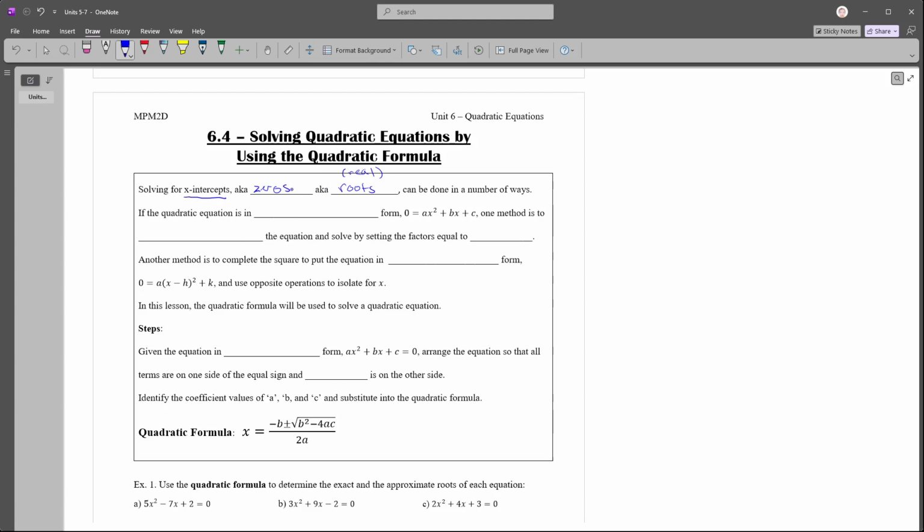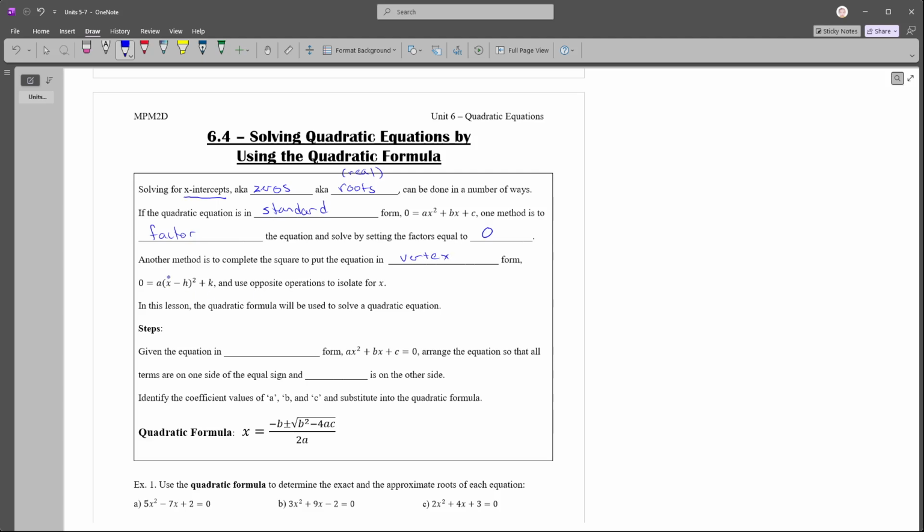So we know how to do this already in a couple of different ways. If our quadratic equation is given to us in standard form, something like this, y or 0 is equal to ax squared plus bx plus c, one method is to simply factor it. This is what we did in the last lesson. Factor the equation, and then solve by setting each factor equal to 0, and we end up with our two terms. And this is great. We're going to get two values of x that make the equation true.